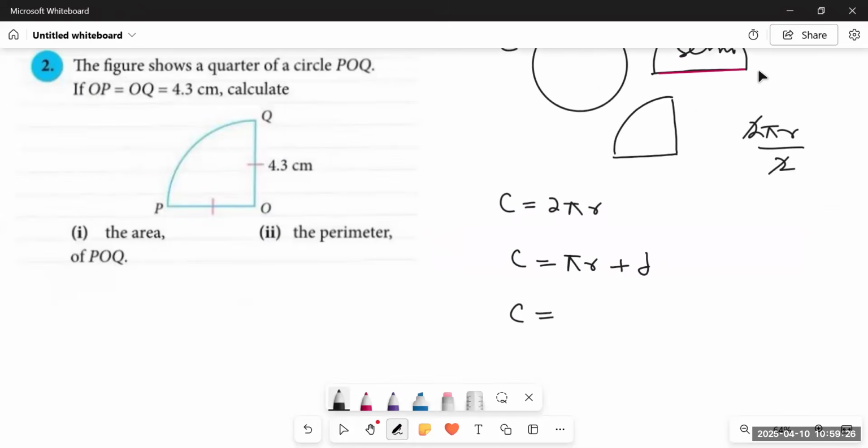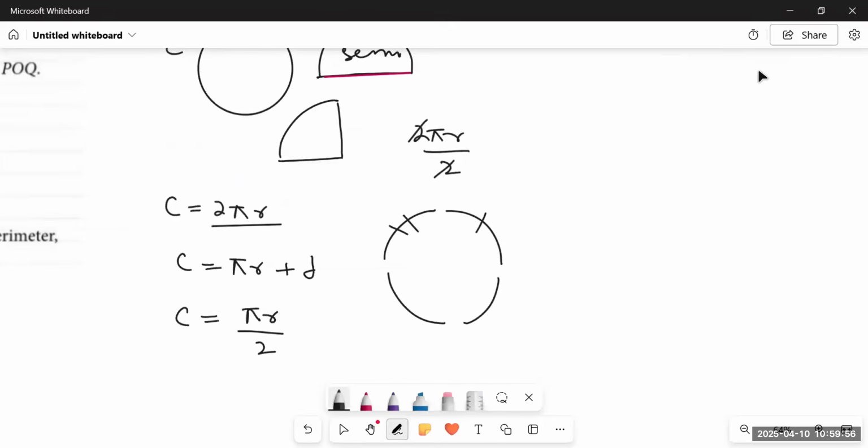So the circumference would be pi r upon 2. Why? Because in the circumference of a whole circle, there are 4 quarter parts of a circle. You see, 1, 2, 3, 4. Okay, so if these 4 parts are equal to 2 pi r, 2 parts would be equal to only pi r, and only 1 part would be pi r upon 2, right? Because when we multiply pi r upon 2 with 4, the answer would be 2 pi r. That is the circumference of the whole circle.